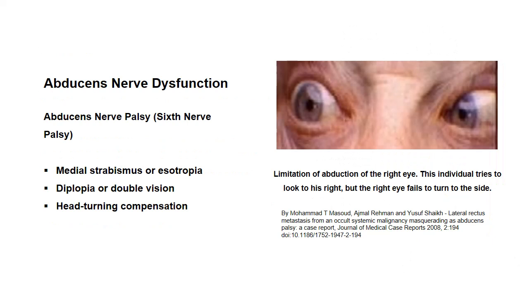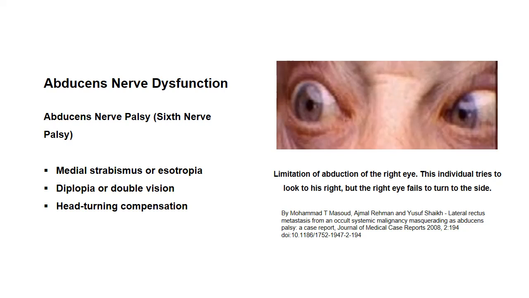The abducens nerve may get involved in some clinical conditions affecting the brain. The most common dysfunction of the abducens nerve is abducens nerve palsy. Damage to the abducens nerve leads to lateral rectus muscle paralysis, causing medial strabismus called esotropia, in which the affected eye is pulled inward due to the unopposed action of the medial rectus muscle.